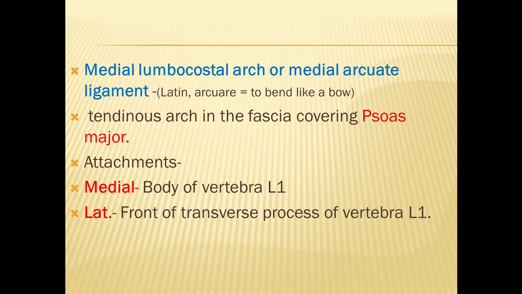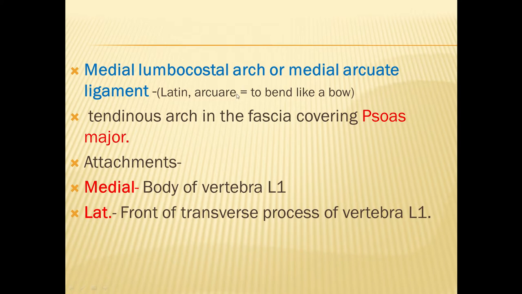There are certain terms like medial lumbocostal arch or medial arcuate ligament. See, the word arcuate is a Latin word derived from the Latin word which means to bend like a bow. Bow, yes. And there is an arch. This arch is known as the medial lumbocostal arch.